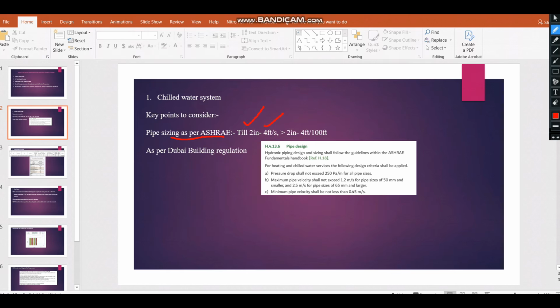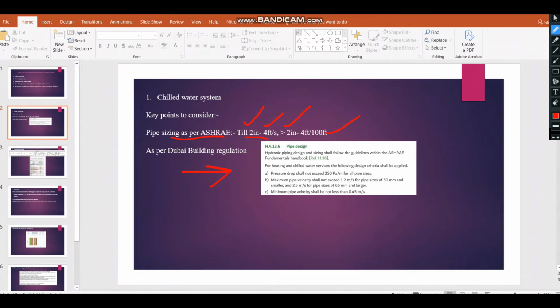Why am I telling it particularly like this? For example, up to 2-inch, you have to make sure that the velocity in the pipeline is not exceeding 4 feet per second. When it is more than 2-inch pipe size, you have to make sure the friction loss is not exceeding 4 feet in 100 feet. Based on my experience, I follow this rule for all projects for pipe sizing design using the ASHRAE Application Handbook.